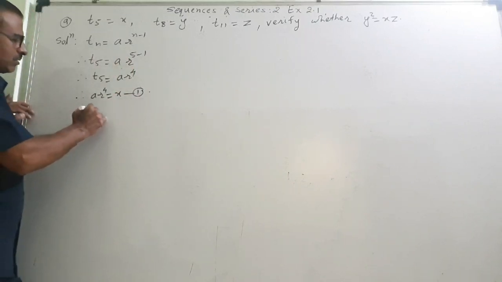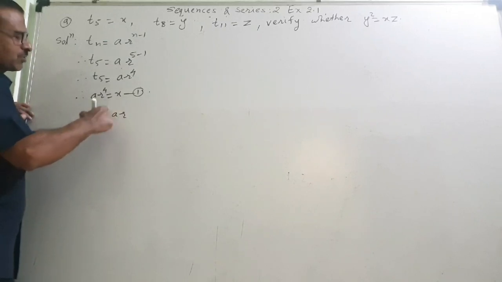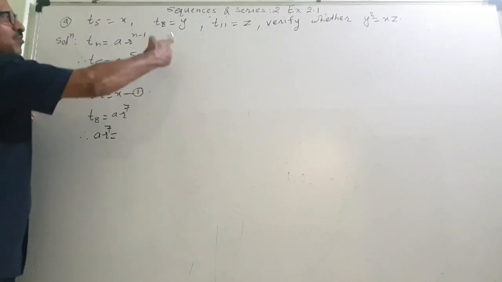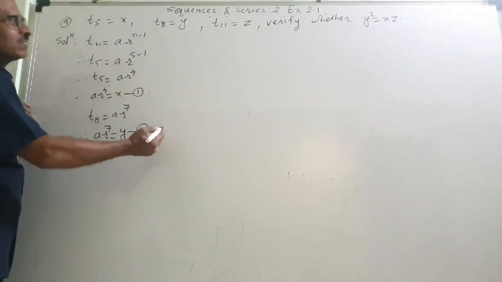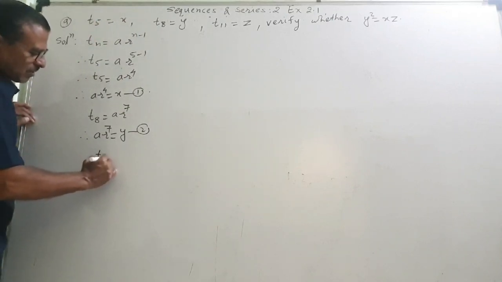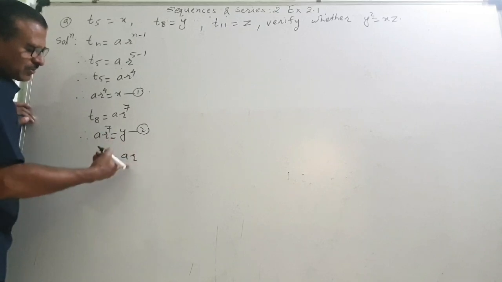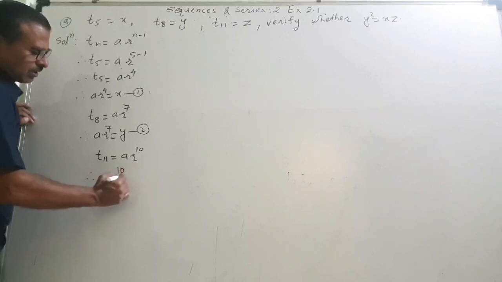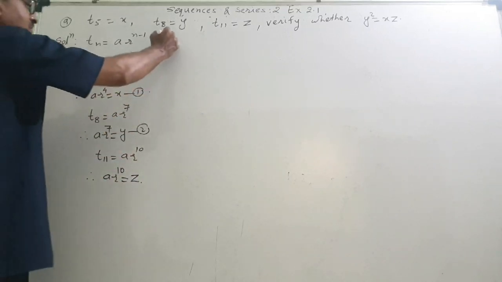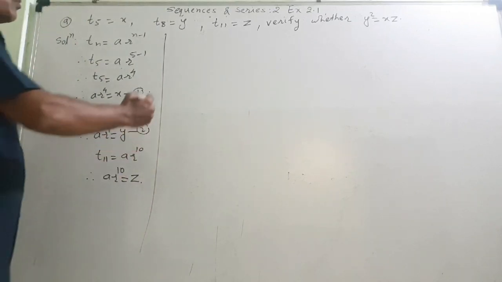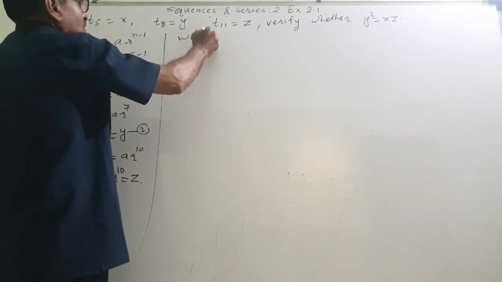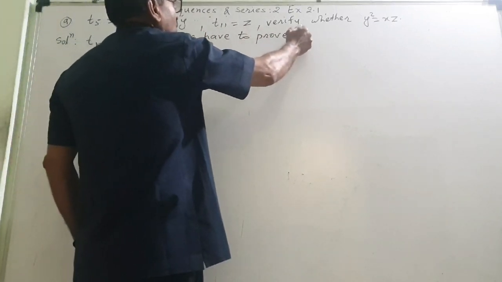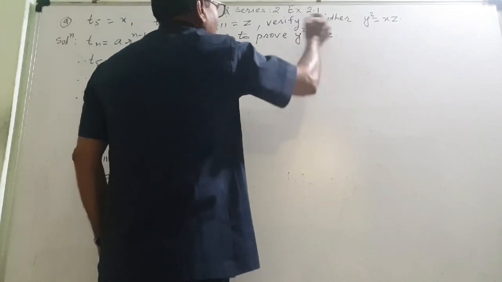Similarly T8 is equal to ar raised to 8 minus 1, means 7. Therefore ar raised to 7 is equal to y. Number 2. Now T11. T11 is equal to a into r raised to n minus 1, means 11 minus 1 will be 10. Therefore ar raised to 10 is equal to z. We have to verify, we have to verify means prove. Prove y square is equal to xz. That I have to prove.